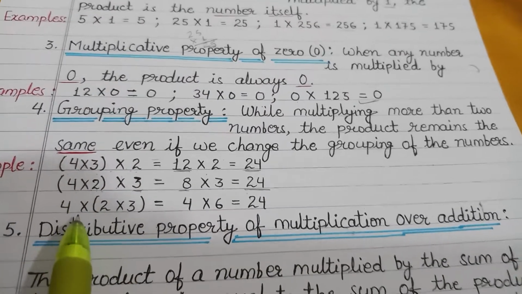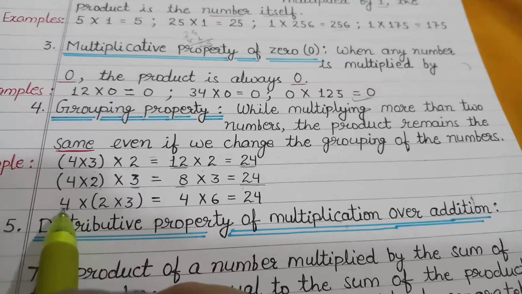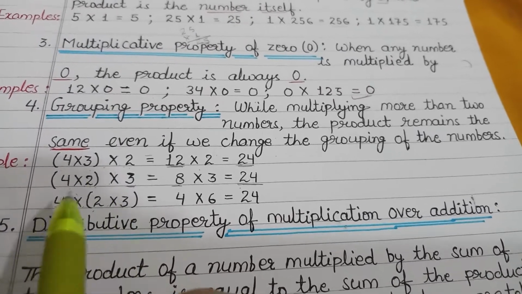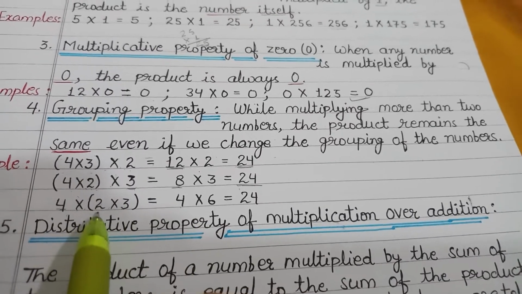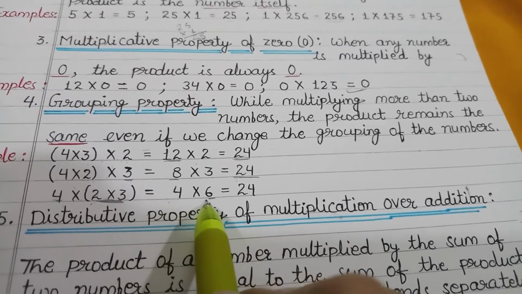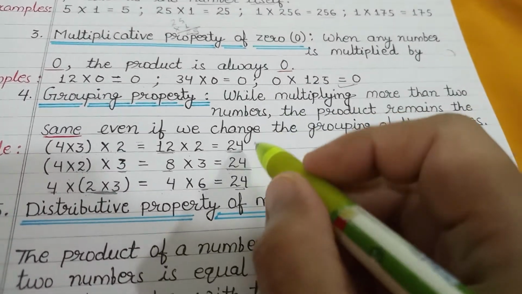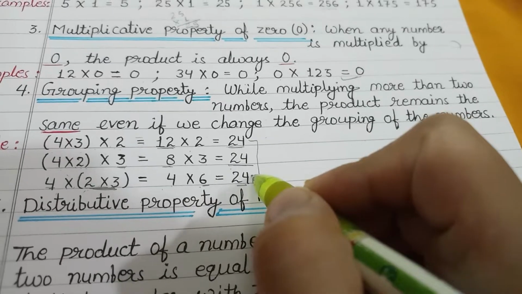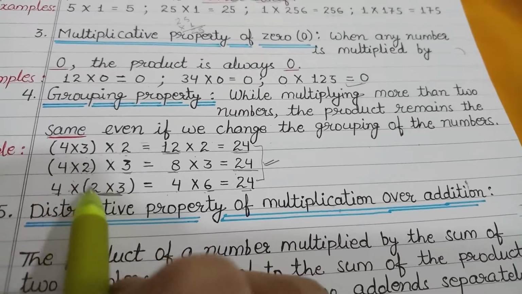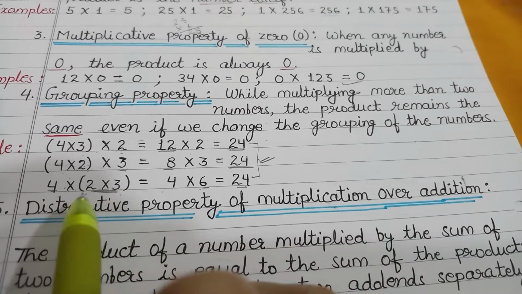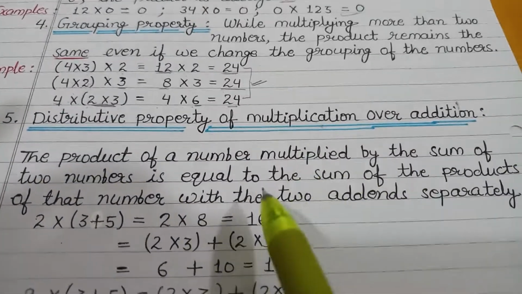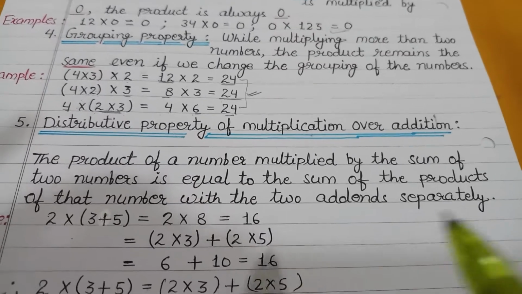Now we are changing one more time. We are taking 4 out and then multiply the bracket 2 multiplied by 3. Now 4 multiplied by 2 multiplied by 3, 2 3s are 6. So 4 multiplied by 6 is equal to 24. It means we are changing the group but the product remains the same because the numbers are the same here. Only the group is different. Now the last property is the distributive property of multiplication over addition.